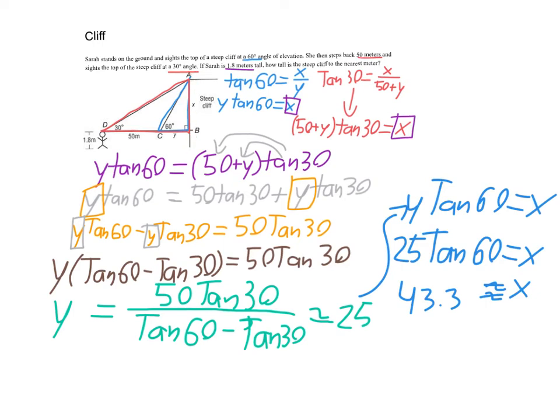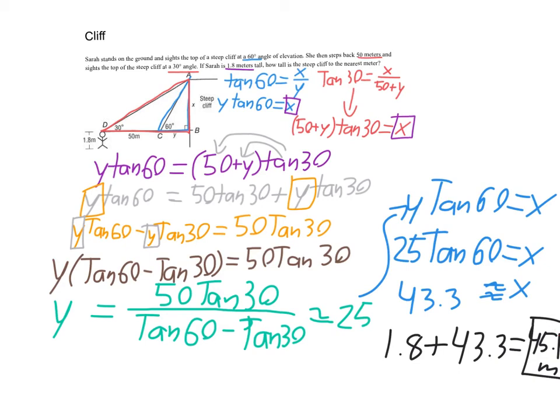Now I want to find the full height of this cliff. The full height is going to be my height, or Sarah's height in this case, of 1.8 plus my x value of 43.3 to give me about 45.1 meters. If you get your answer between 44 and 46, you're good. Depending on where you rounded will determine what you end up with there.